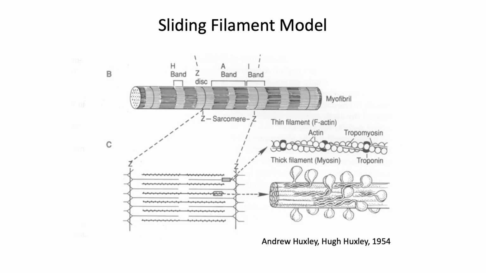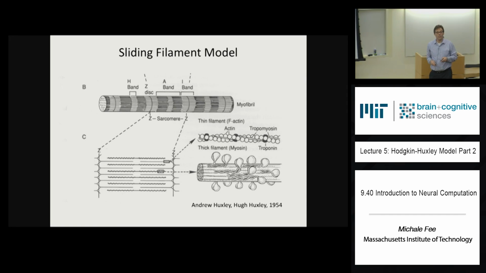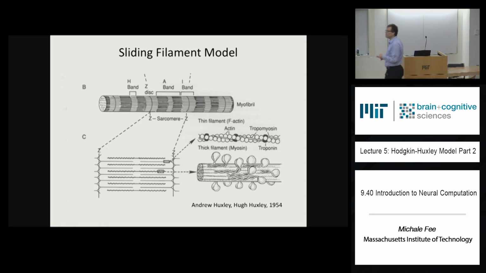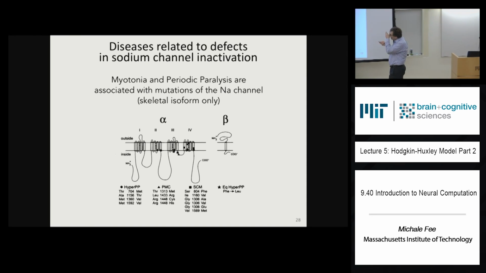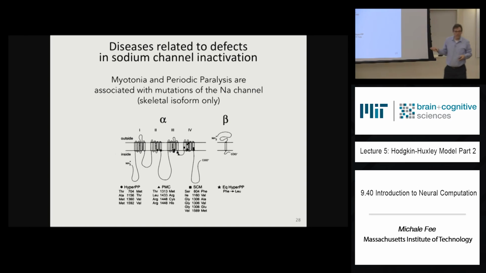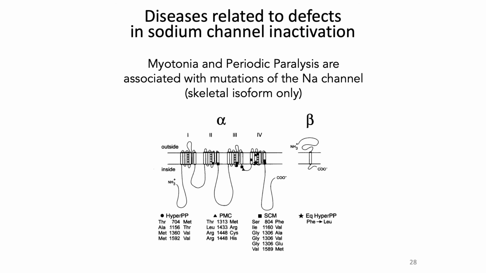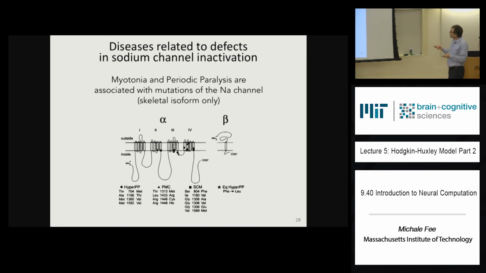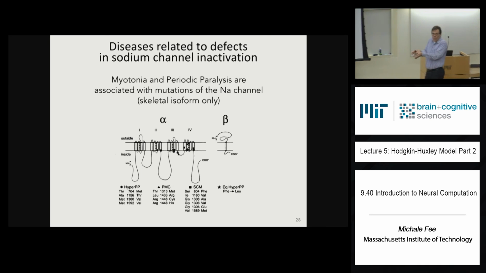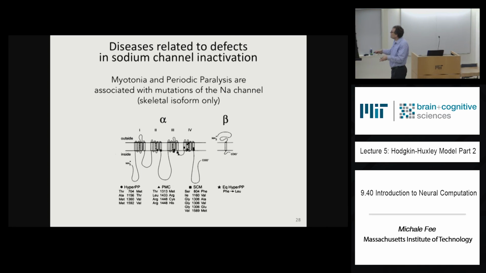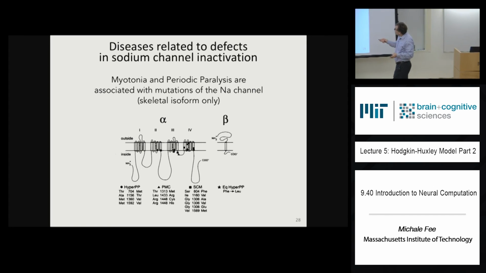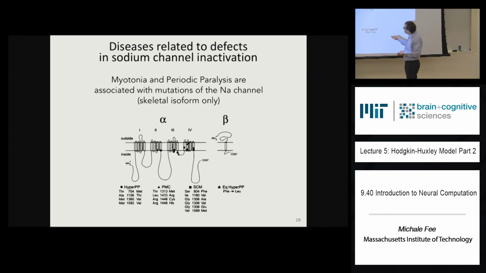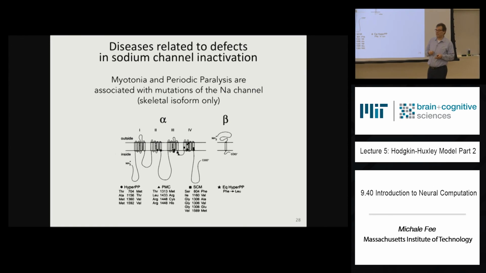So what goes wrong when sodium channels are inactivated? And that's what we're going to talk about next, when sodium channels fail to inactivate. So here's what the sodium channel looks like. There are these clusters of transmembrane alpha helices. These four things together form the pore. And there's a loop between them here that produces the inactivation.